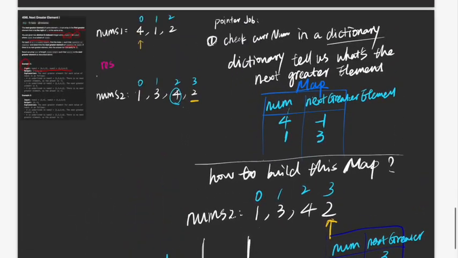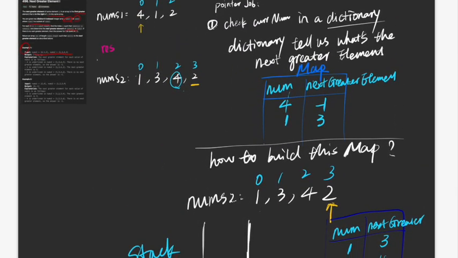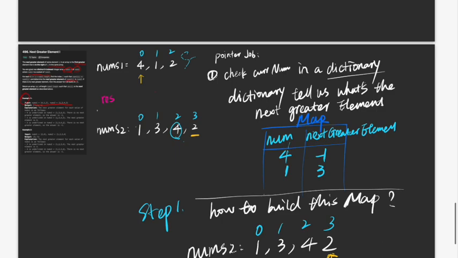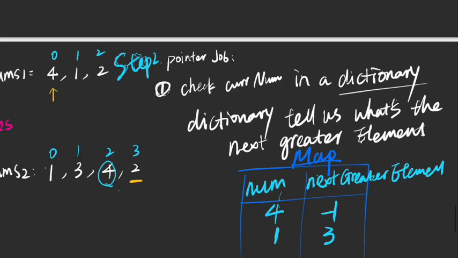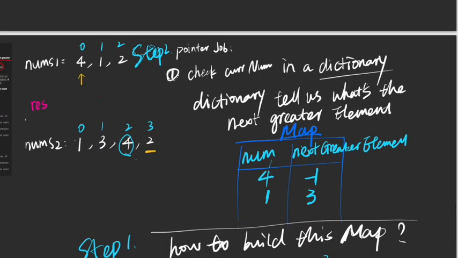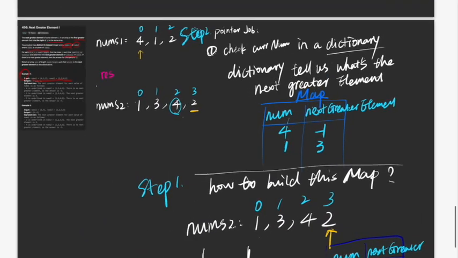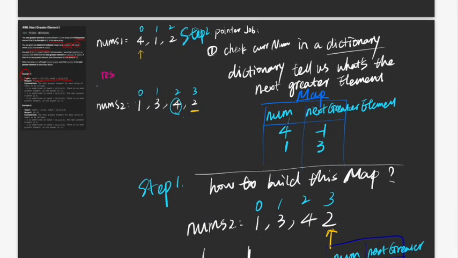So after we build the map, this is what we can do now. Going back to the first step, we talk about going through numbers 2. This should be our first step for this problem, right? Step 1, build a map. And then step 2, have the pointer check the numbers in the numbers 1 array.